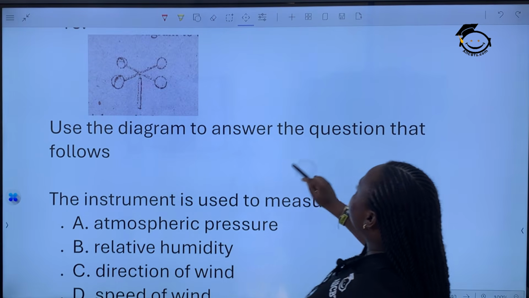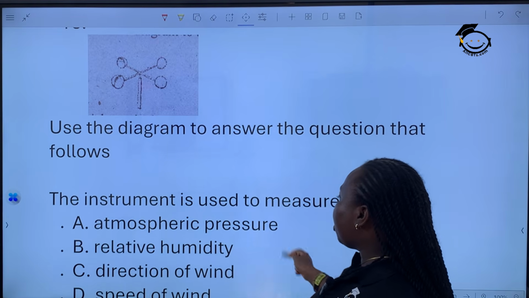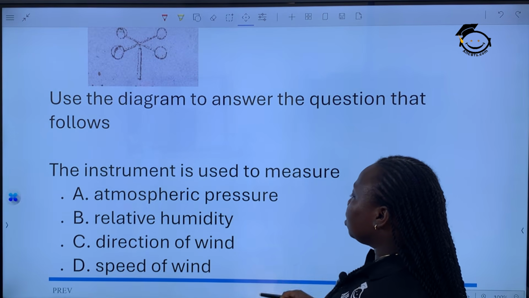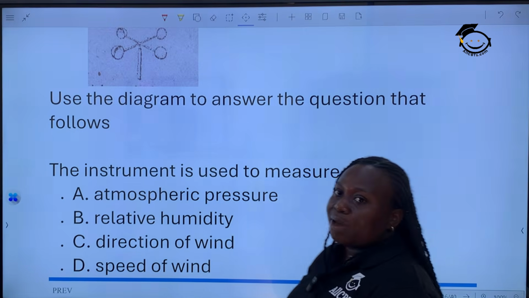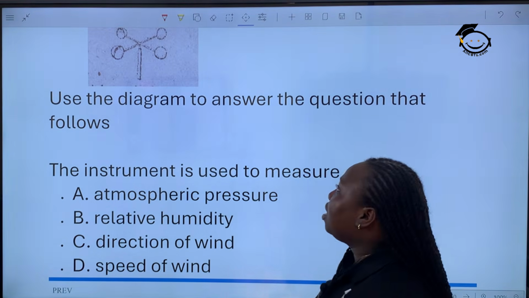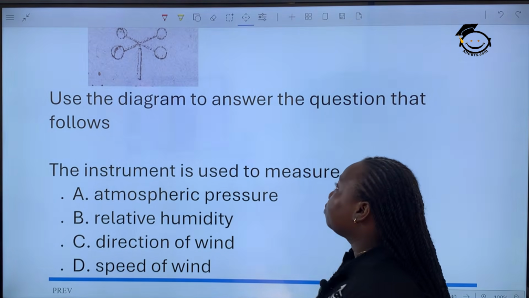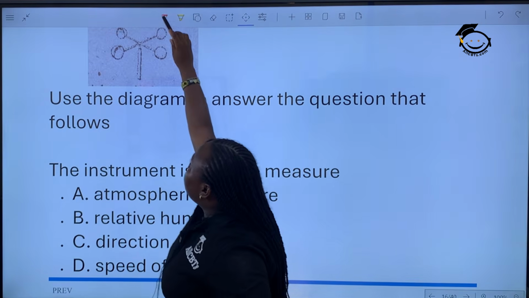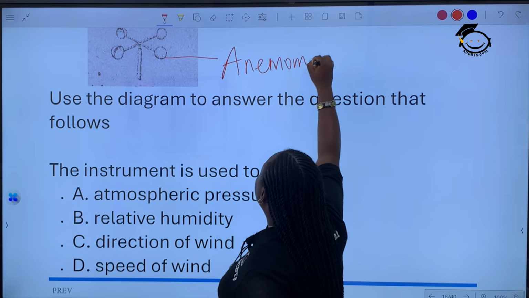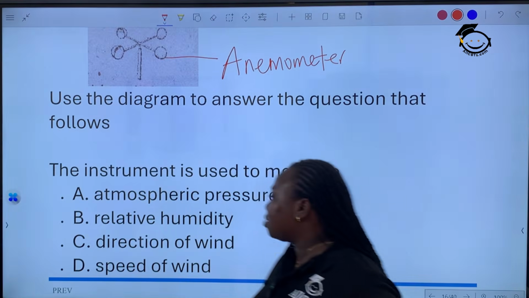We use a diagram to answer the question that follows. The instrument is used to measure A, atmospheric pressure, B, relative humidity, C, direction of wind, and D, speed of wind. We've talked about this previously. We said that when we see cups, it is an anemometer, and when we see arrows, it is a wind vane. Now this has cups, so it is the anemometer, and it is used to measure the speed of wind. That's option D.